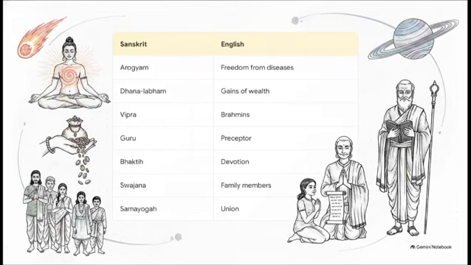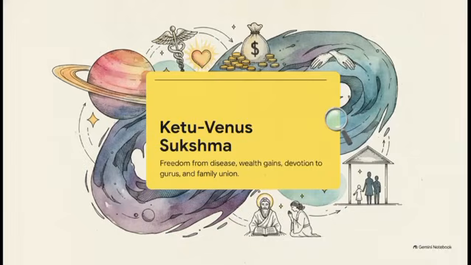Starting off, we have arogyam, which translates directly to freedom from diseases. Then, dhanalabham means gains of wealth. Vipra refers to Brahmins or the learned scholars of the community. Guru means the preceptor or the teacher, and bhakti translates to devotion. Next, swajana indicates members of one's own family, and samayoga means a union or a coming together. Finally, the phrase Ketu Shukrantare anchors all of these outcomes strictly within the specific time frame of the Ketu and Venus period. So, what does this all mean when we put it together?